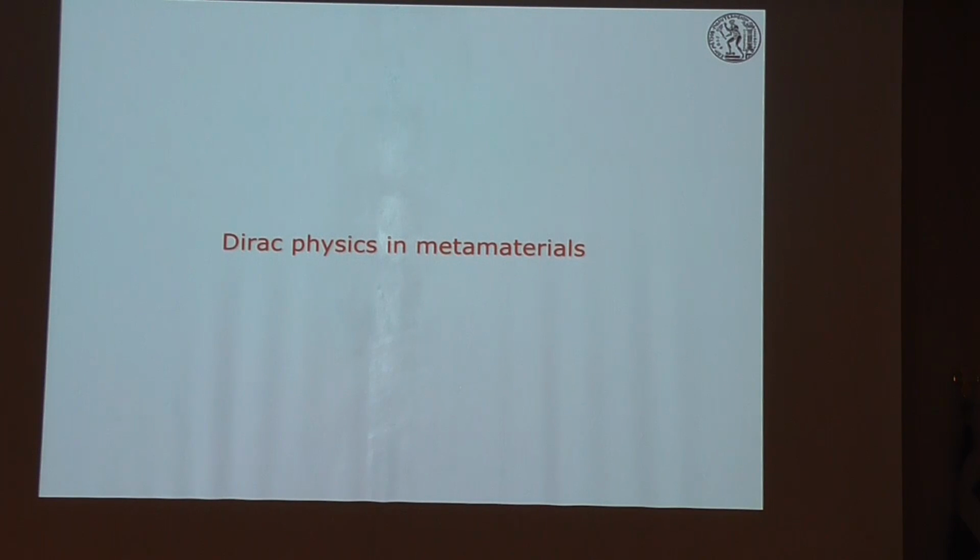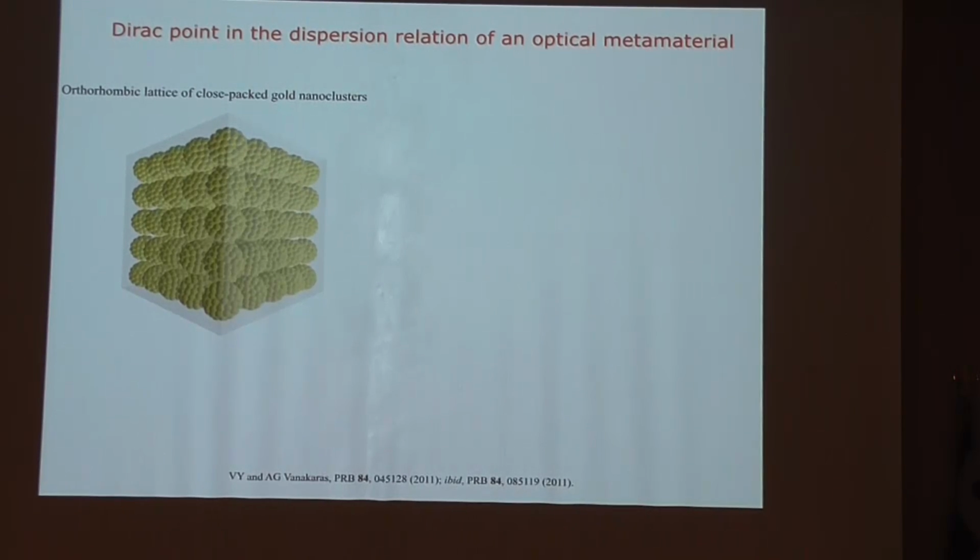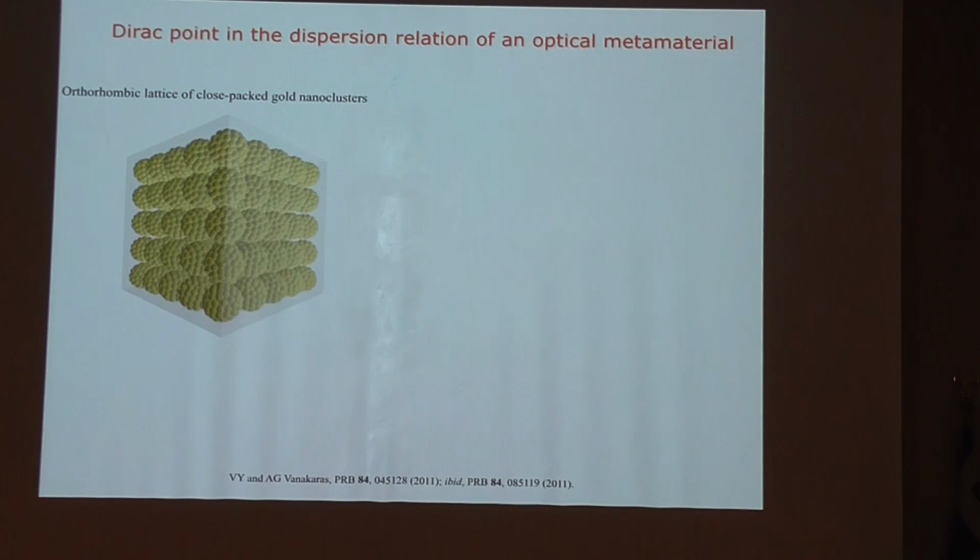And the last thing I want to show you is how one can simulate Dirac physics within metamaterials. So actually, the metamaterial probe is this material. It's a three-dimensional lattice made not of atoms. These are not atoms. These are clusters of nanoparticles. Each single small sphere here is an 8 nanometer radius gold nanoparticle. The average radius of the whole cluster is 43 nanometers.